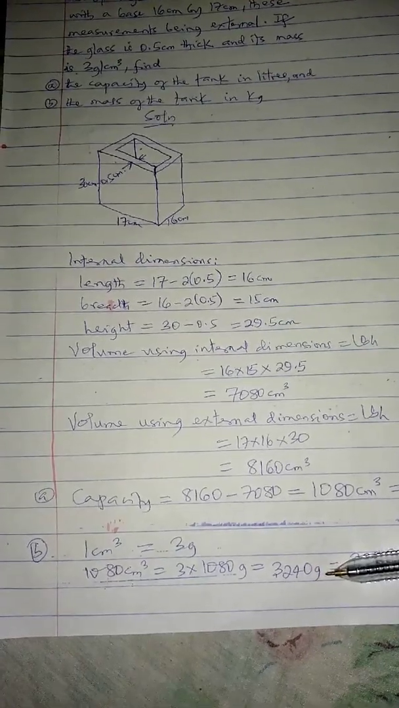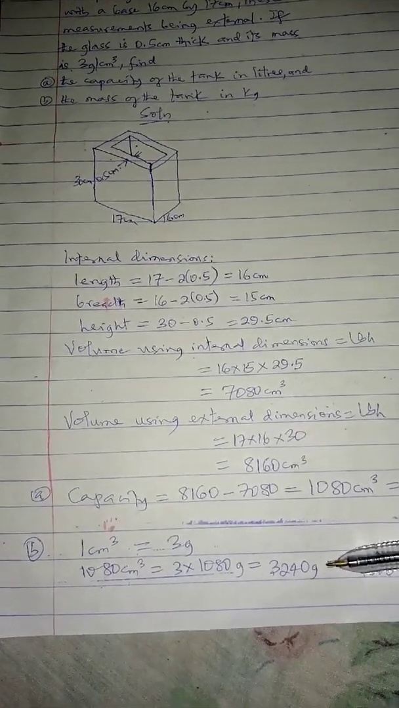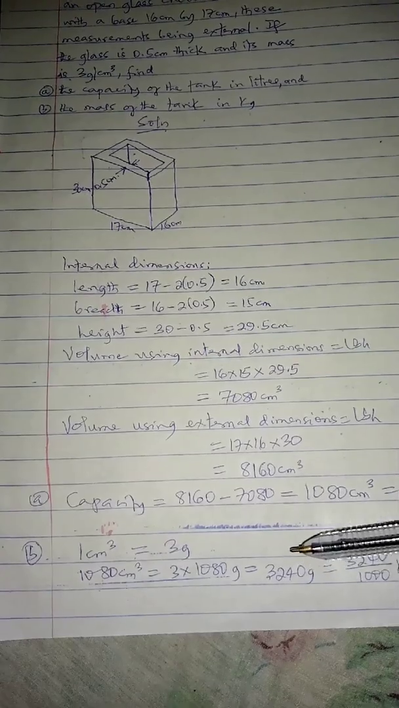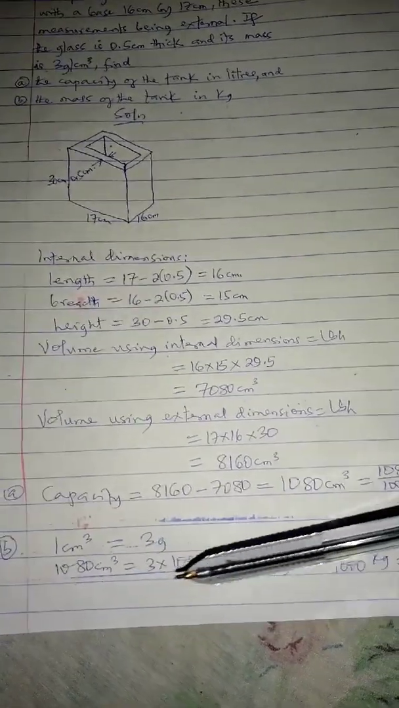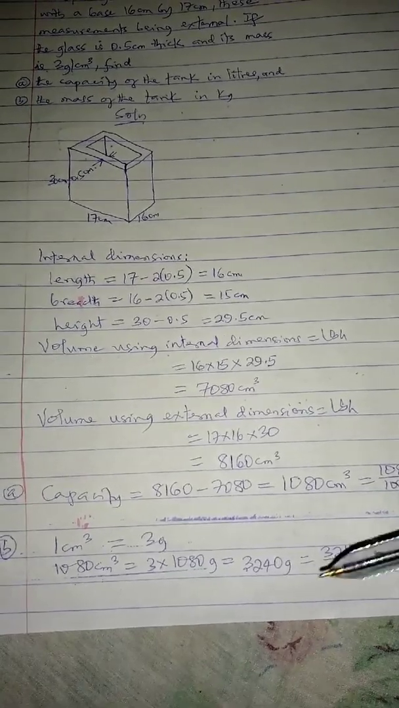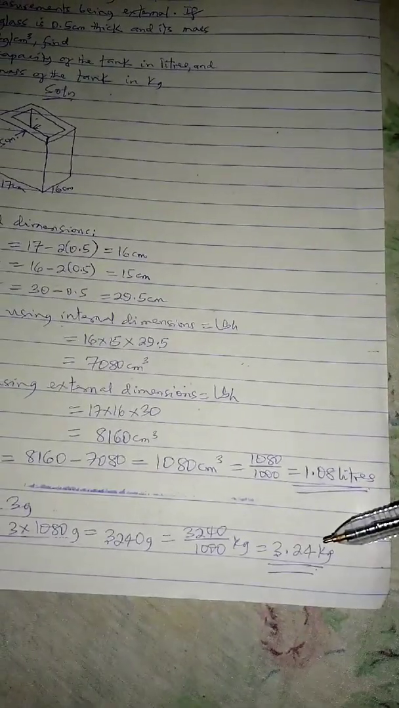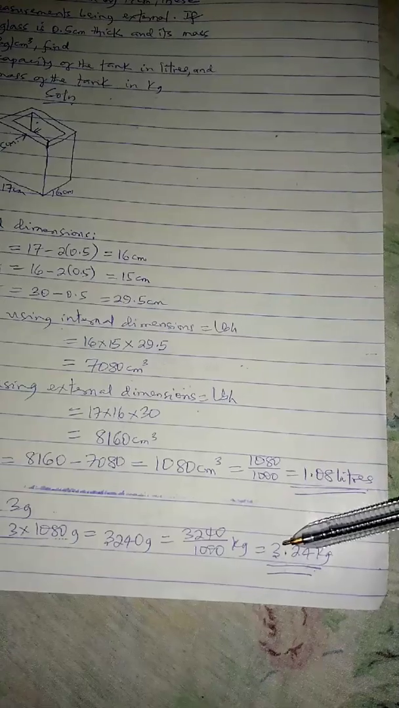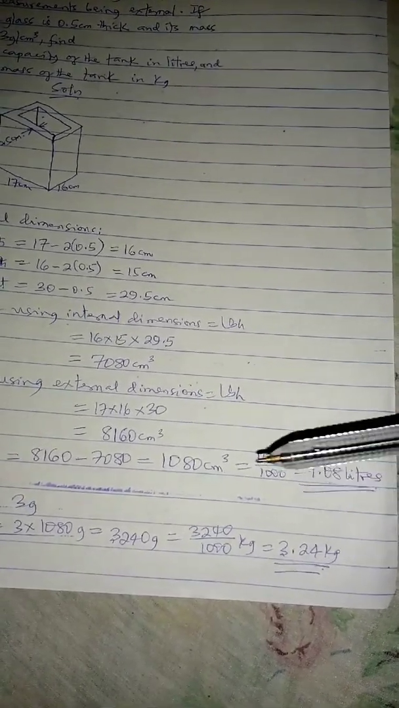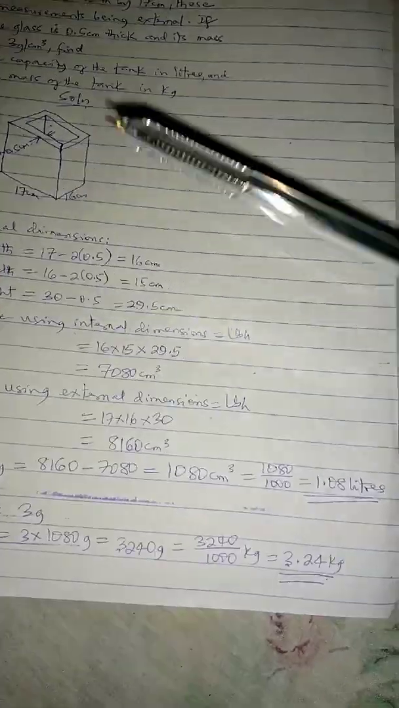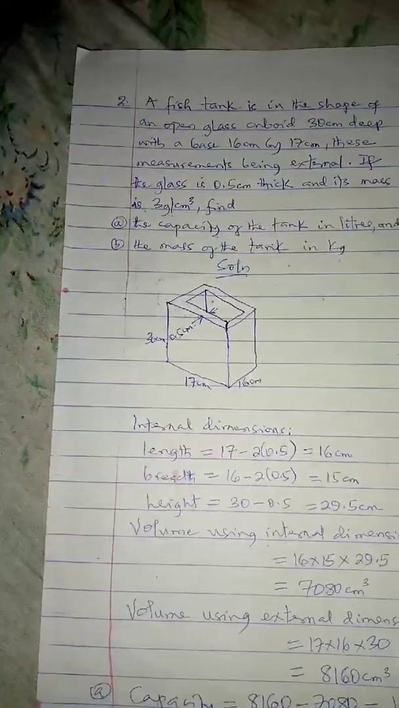which will give you 3240 grams. But you have to get it in kg, and 1000 grams will give us 1 kg. So you divide this by 1000, and the new mass will be 3.24 kg. When you check, that's how you settle that.